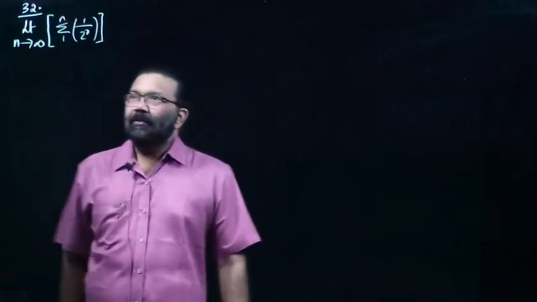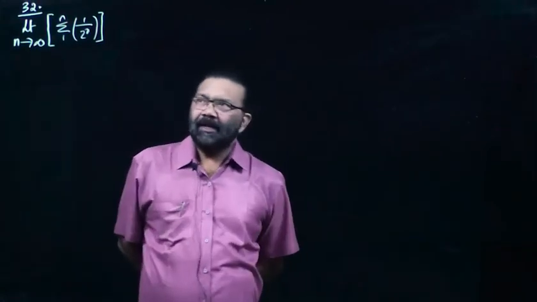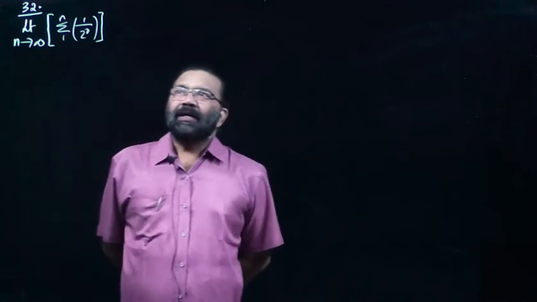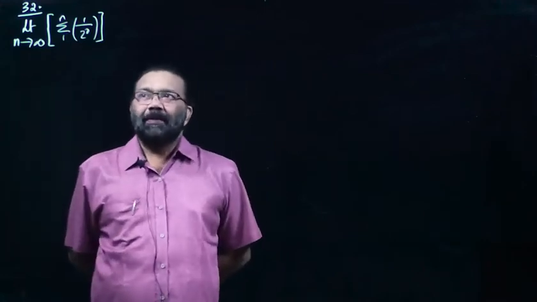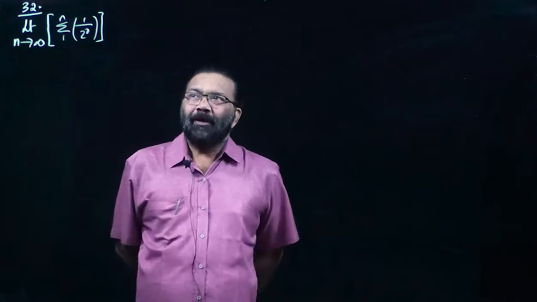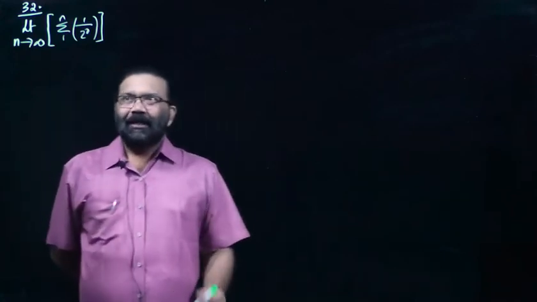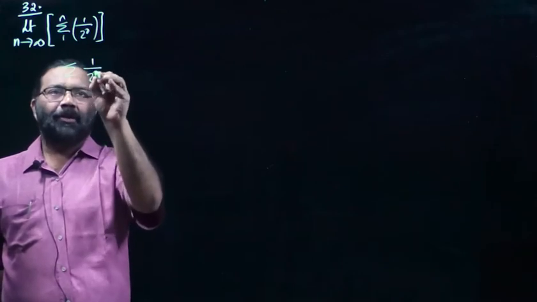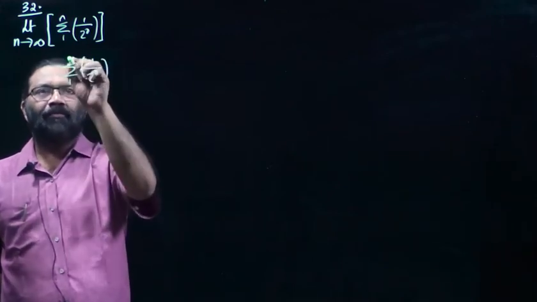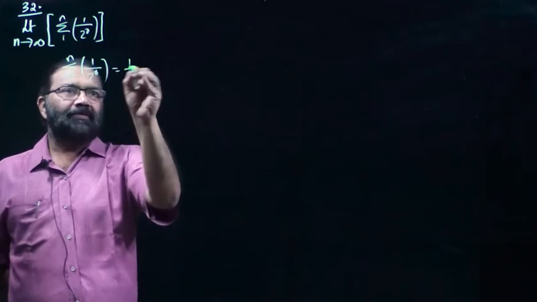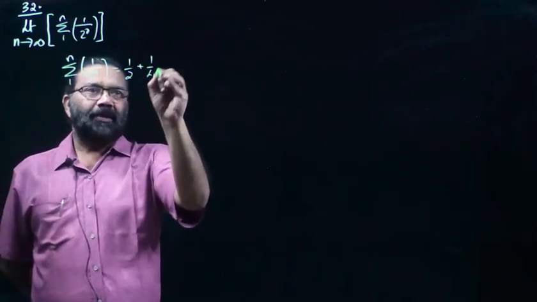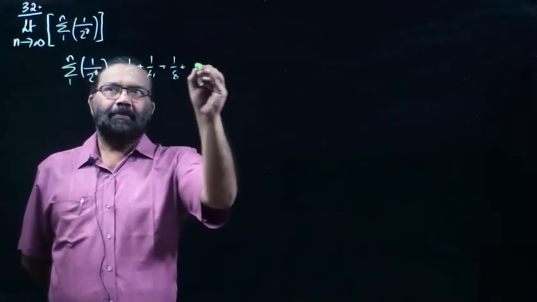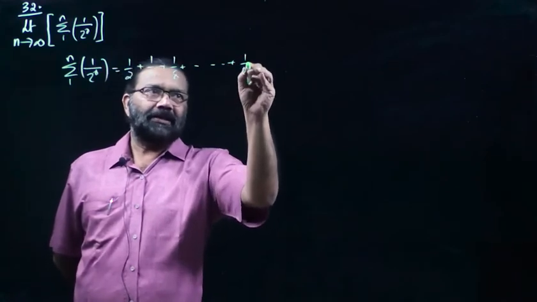Let us move on to question number 32. Limit n tends to infinity, integer value of sigma 1 to n, 1 by 2 raised to r. First let us take sigma 1 by 2 raised to r, where r goes from 1 to n. So this is 1 by 2 plus 1 by 4 plus 1 by 8 plus etc. plus 1 by 2 raised to n.